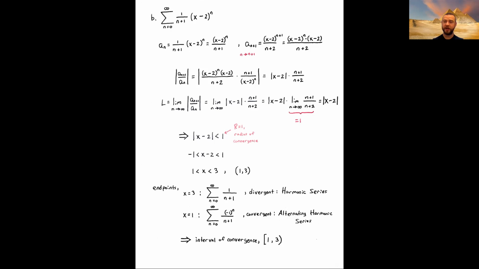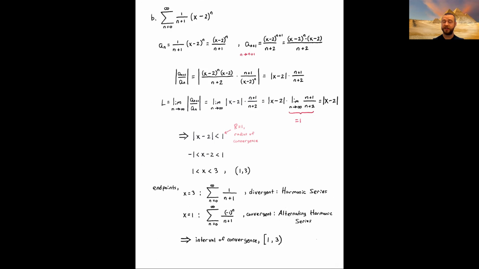All right, so at this point, we're basically done. To make a conclusion on the values of x for which this power series converges, recall from the ratio test, we want our limit L to be less than 1. So what we require is absolute value of x minus 2, our limit, to be strictly less than 1. The 1 on the right-hand side of that absolute value inequality is our radius of convergence. And if you rewrite that absolute value inequality as the compound inequality, values of x between 1 and 3, we basically get our interval of convergence.